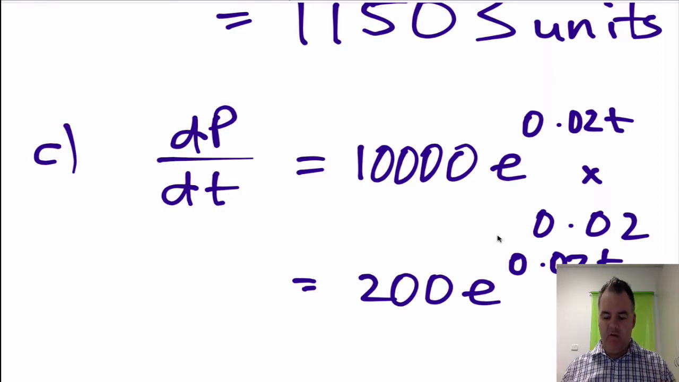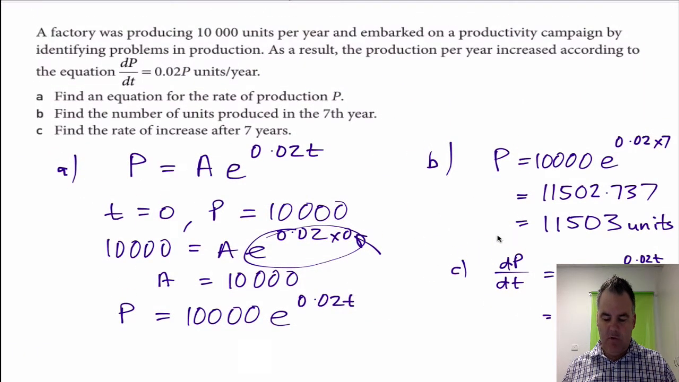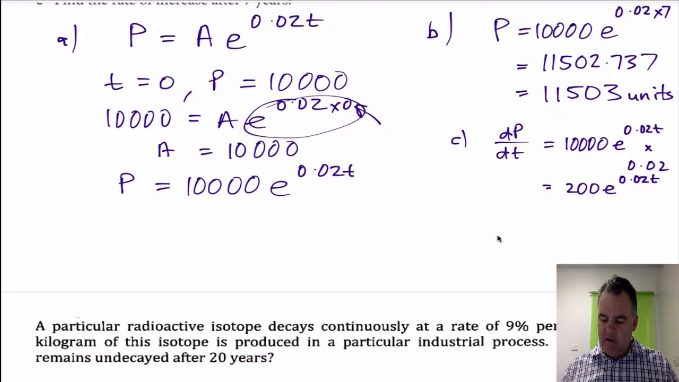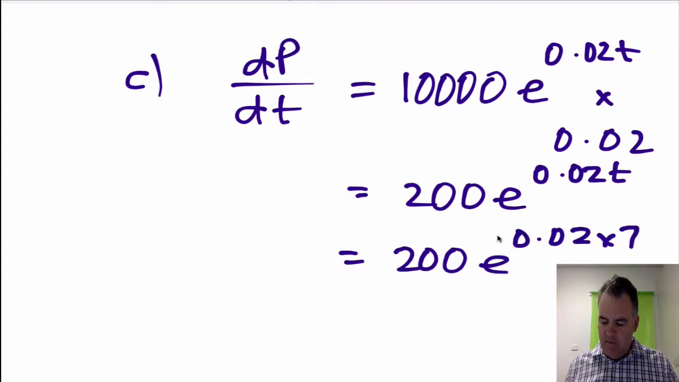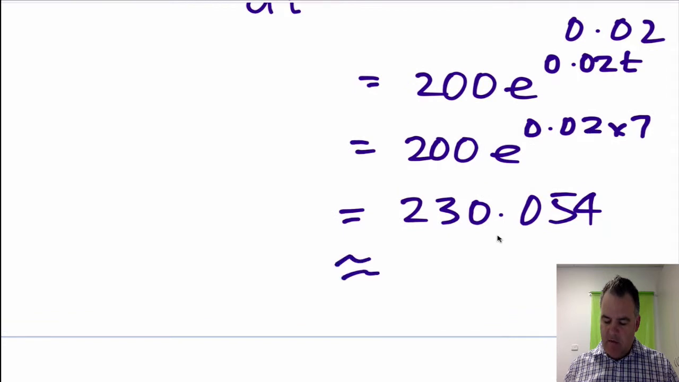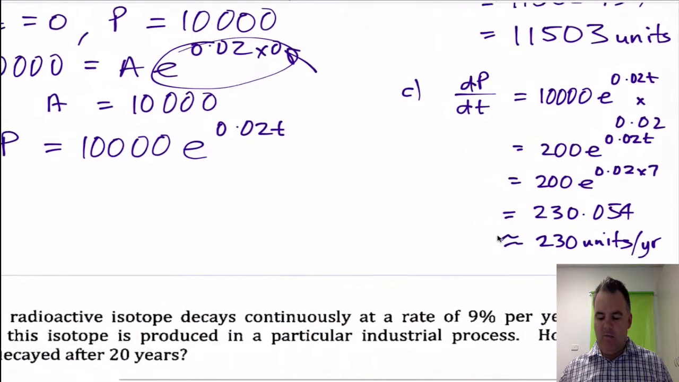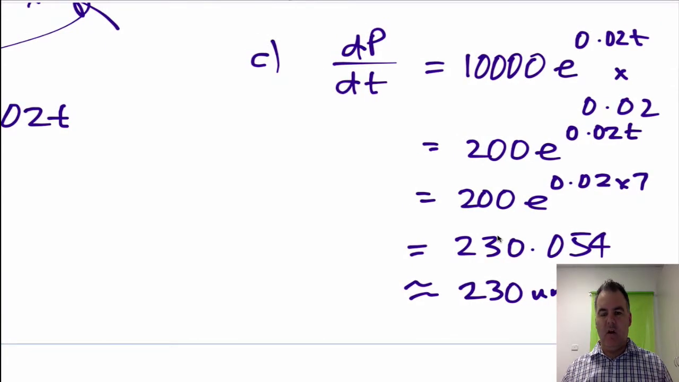That's the rate of change of p in this case, the number of units. So the rate of increase after 7 years, we just substitute t is equal to 7 in there and get our calculator out. That gives us 230.054. So I'd say around about 230 units per year, because we're talking about a rate of change. So at that exact time, and this is changing all the time, the rate of increase is 230 units per year going up.